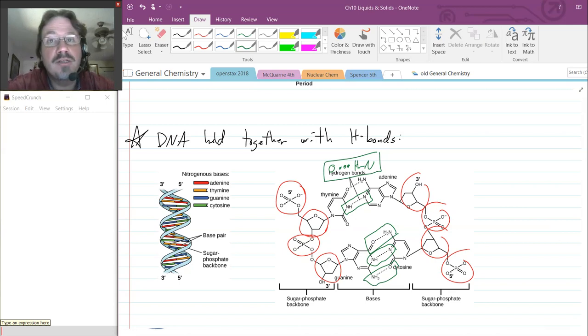But they're not as strong as true covalent or ionic bonds, and given the right energy levels or the right enzymes in the cell, you can get those to come apart. You can unzip it. They call that the DNA melting, if you will.